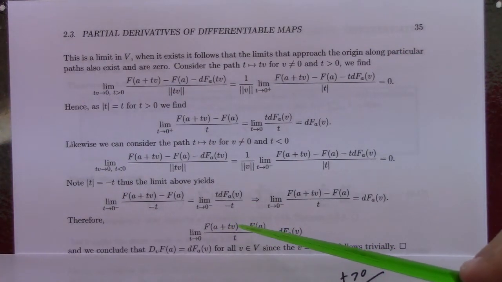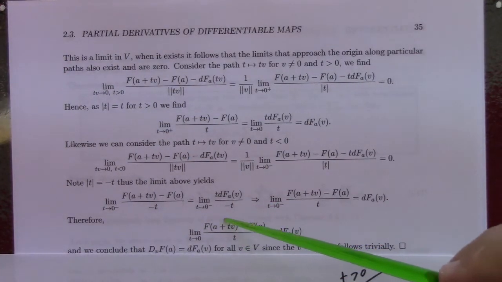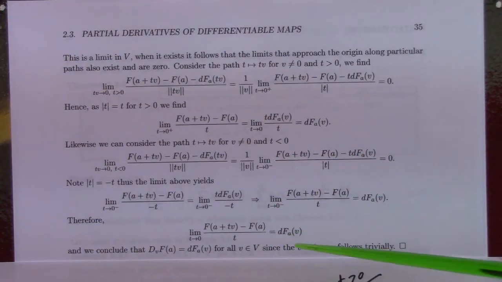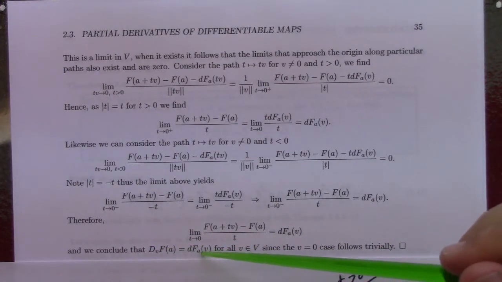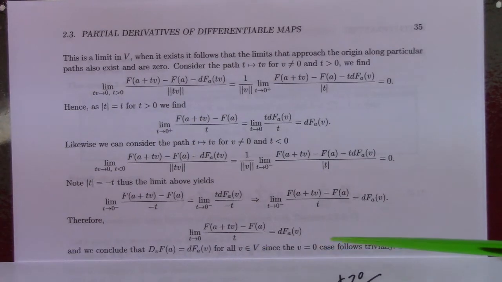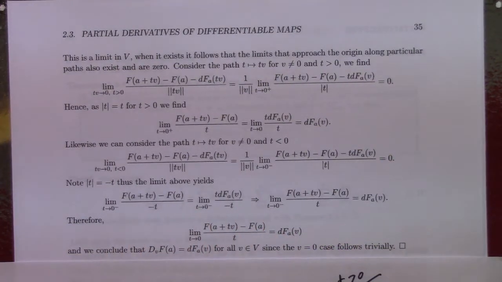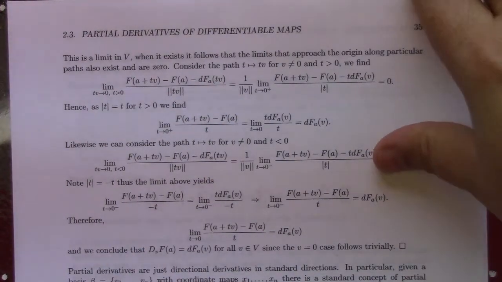df of a plus t of v minus f of a divided by t is equal to df a. Notice I've now adopted the notation t instead of h by the time of this proof. Unfortunately, I forgot to go back and edit the definition. So sorry. Anyway, d sub v f of a is equal to the differential of f a of v for all v. For v equals 0, you can get that case trivially, right? If v equals 0, it's just f of a minus f of a. That limit is just 0. So cool. Okay, so that's the connection between the differential and the directional derivative.